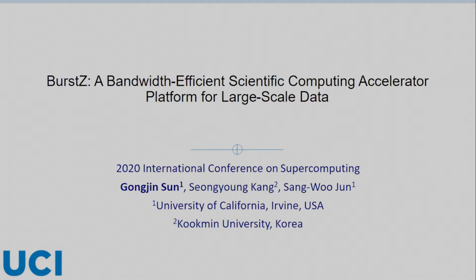Today, I would like to introduce our work, BurstZ, a bandwidth-efficient scientific computing accelerator platform for logistical data. This work is done by Gongjin Sun, Zhengyan Kang, and Sanwoo Jiang. Gongjin Sun and Sanwoo Jiang are from University of California, Irvine, and Zhengyan Kang is from Kunming University, Korea.